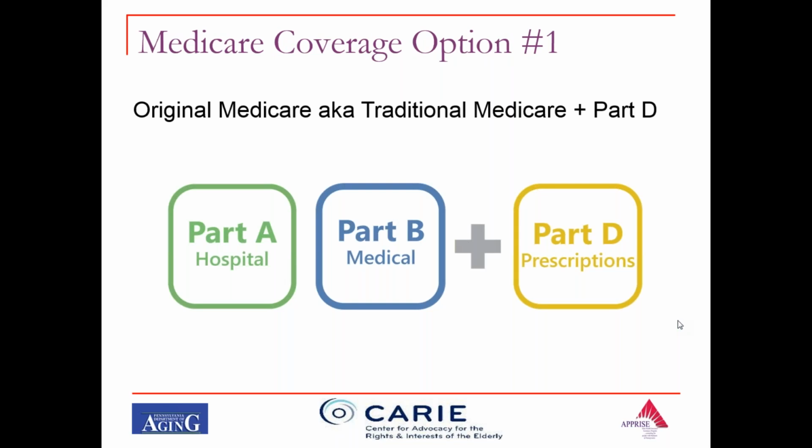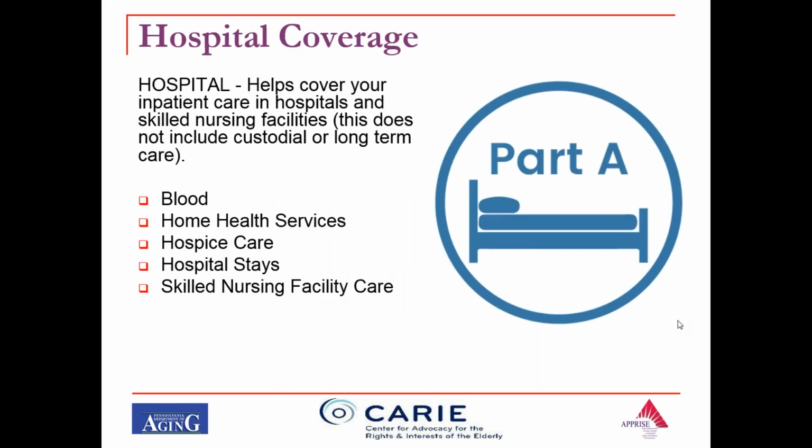So that's just a summary of what your options are, and we're going to get into option one, option two, and option three individually. So starting with option one, this is if someone had decided, I'm just going to have my red, white, and blue card, and I'm going to have a prescription drug plan.